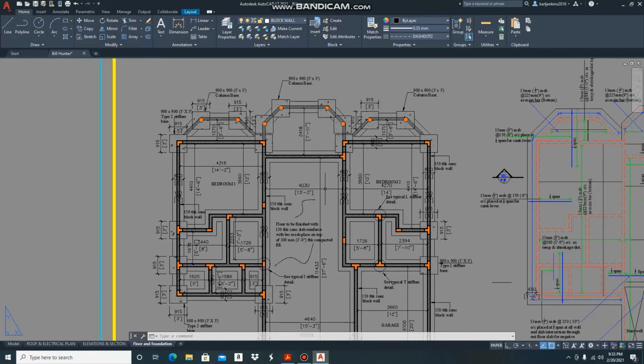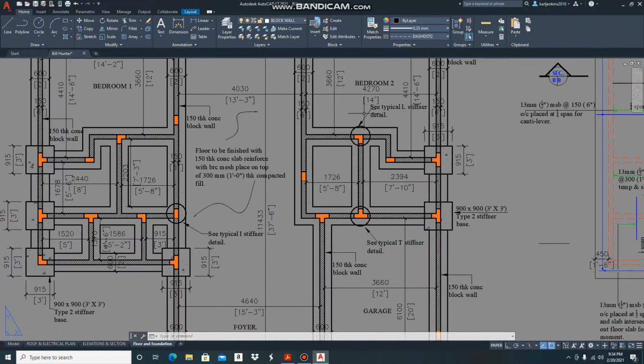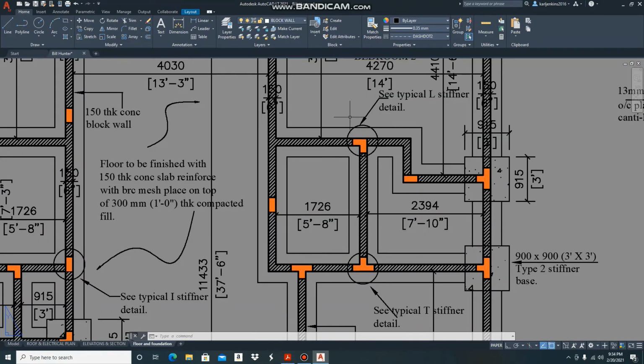and on your plan, it can cause problems, because I've seen where stiffeners can affect a door opening, a window opening, an opening in general. So you need to ensure that your stiffener layout on your foundation plan is consistent with your stiffener layout on your floor plan. I can't stress that enough. This is vitally important.